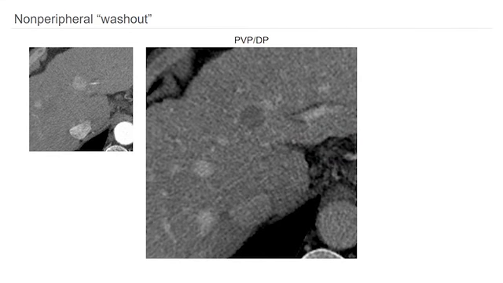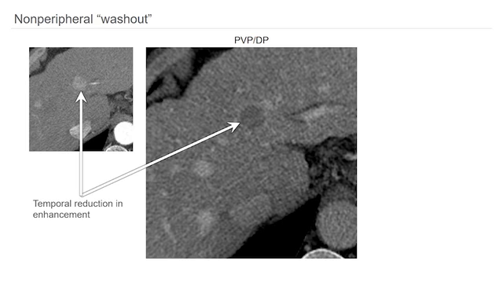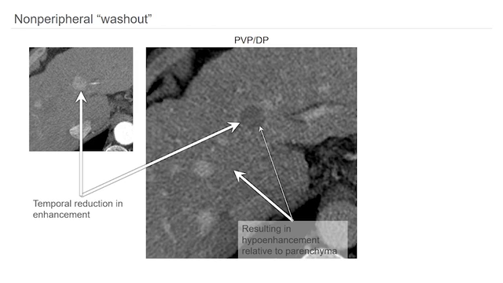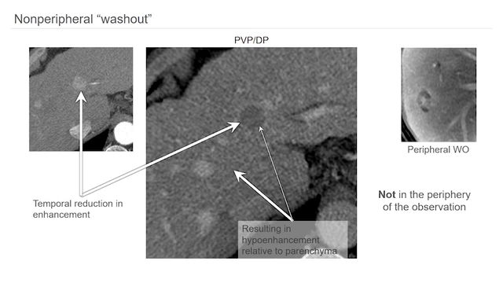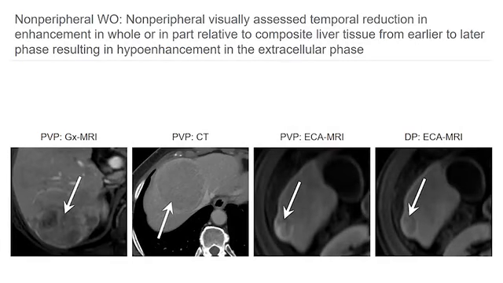Non-peripheral washout is our next major feature, and we define it as visual temporal reduction in enhancement from the earlier to the later phases. As a result, there's hypoenhancement of the observation relative to the parenchyma. And again, this hypoenhancement is not primarily in the periphery of the observation. Contrast that to an example of peripheral washout, where this hypoenhancement is concentrated in the periphery. These are examples of non-peripheral washout on various modalities and various contrast agents.